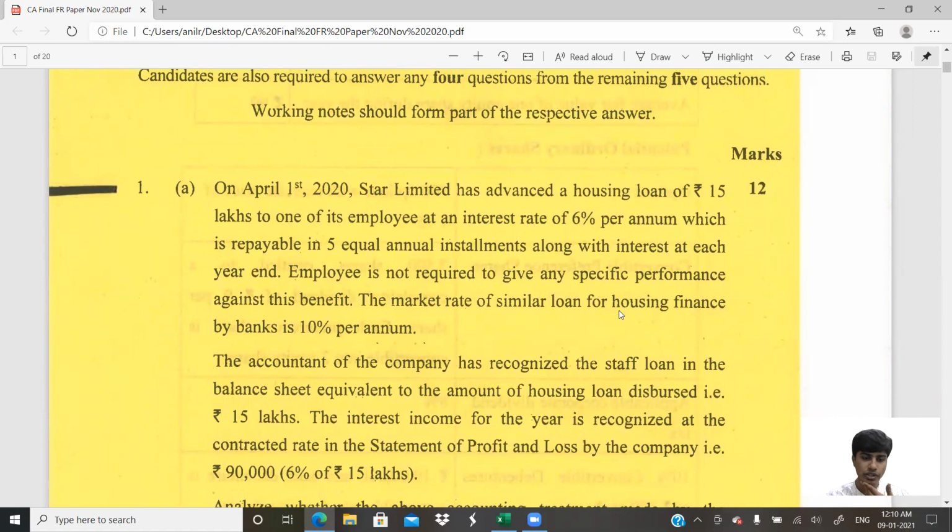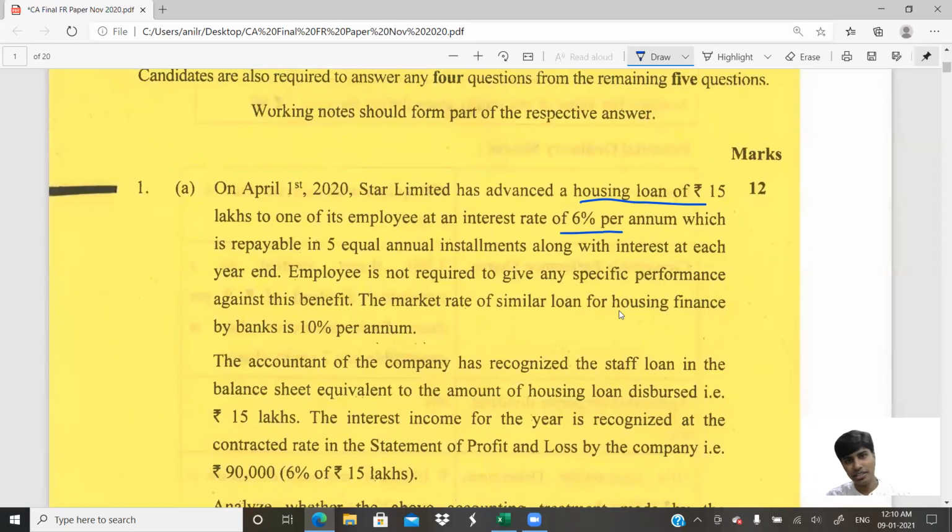The first question goes like 1A. On April 1st, 2020, Star Limited has advanced a housing loan of rupees 15 lakhs to one of its employees. So basically the company has given a loan to its employee, a housing loan of 15 lakh rupees, at an interest rate of 6%, which is repayable in 5 equal annual installments. So 15 by 5, 3 lakhs is to be paid at the end of each year.